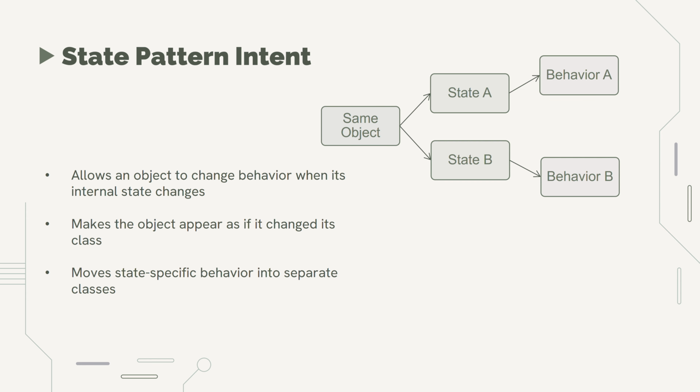The state pattern is used when an object has different behavior depending on its current state. Instead of putting all conditions inside one class, each state is represented by its own class.